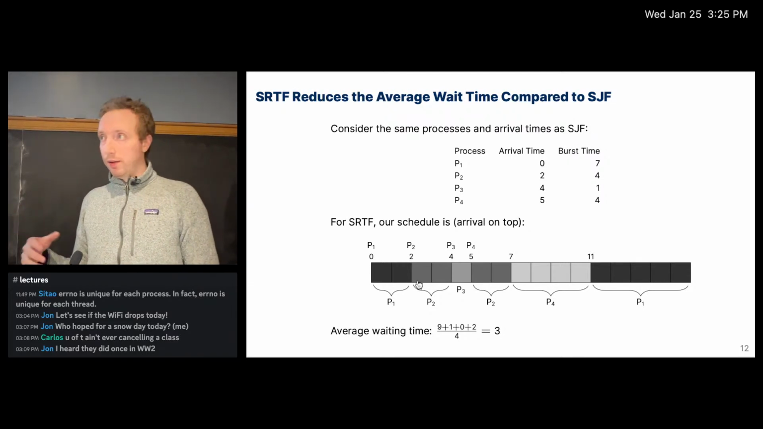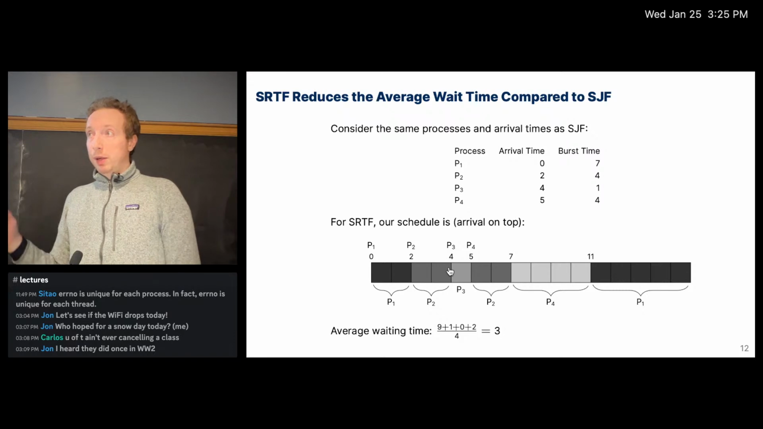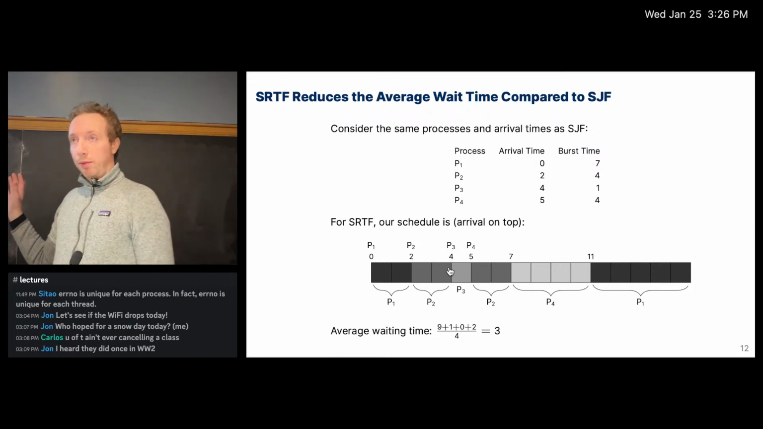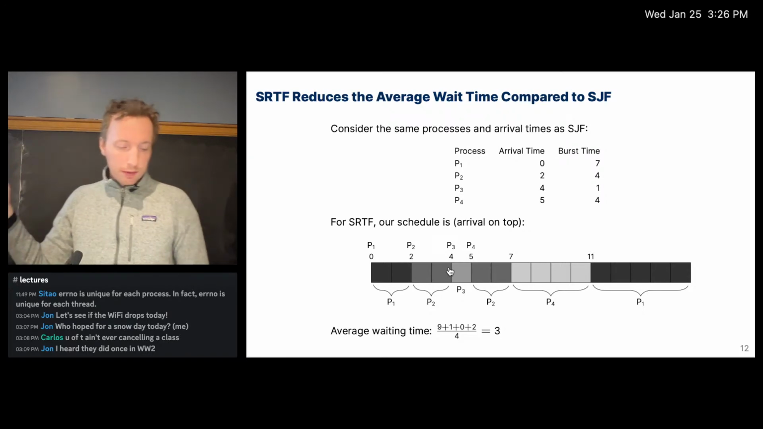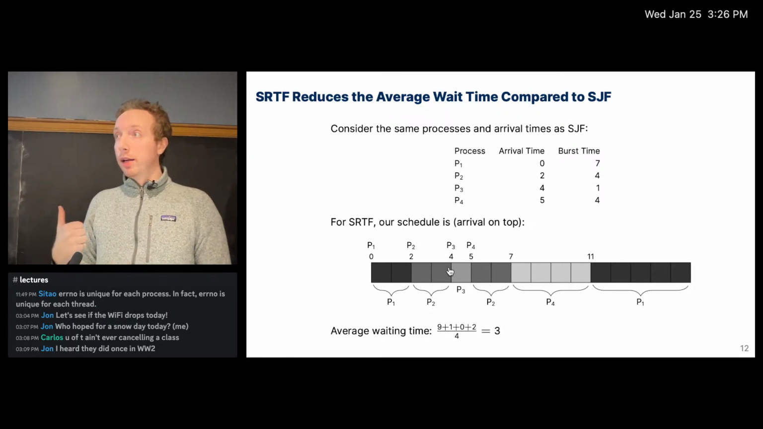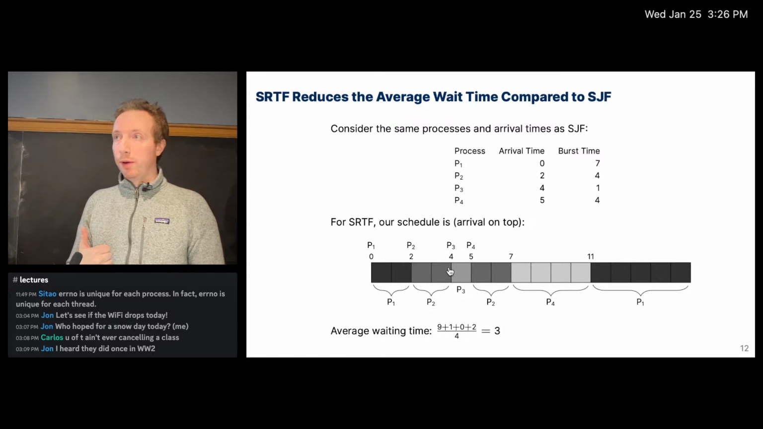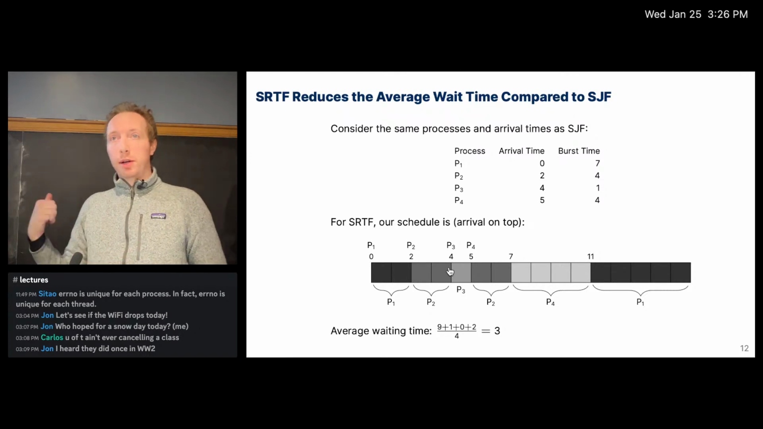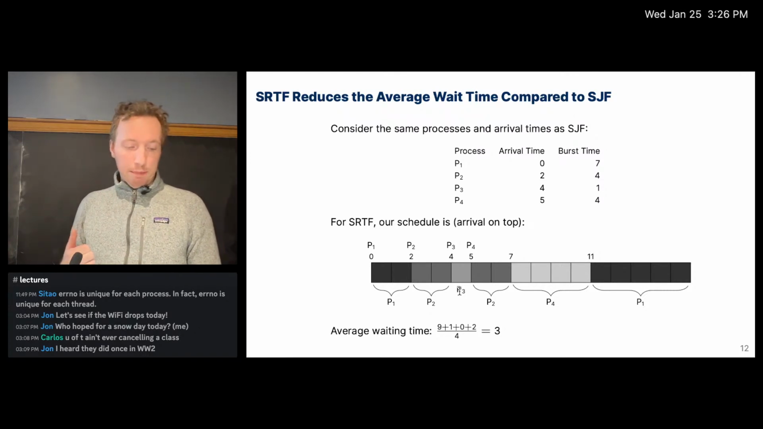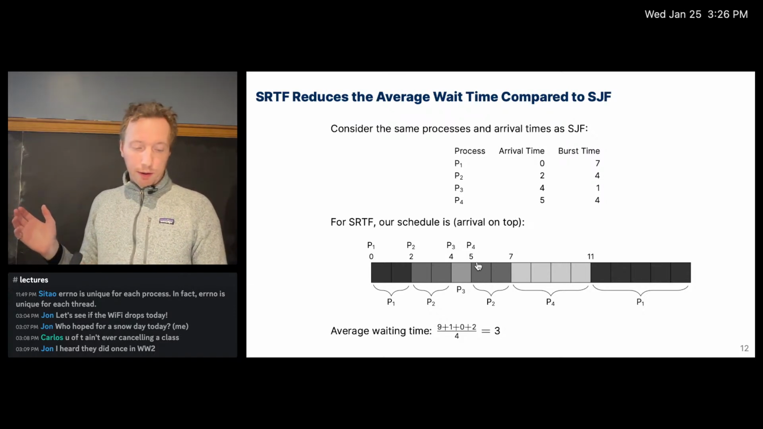So P2 would get scheduled to run, it executes for 2 time units, and then P3 comes in. So P2 has 2 time units remaining, it wants 4, it's executed for 2, and then P3 has 1 time unit it wants to execute for, which is shorter than everything remaining. So we would shove out process 2, put in process 3, and then process 3 executes for its 1 time unit, and then process 4 comes in.